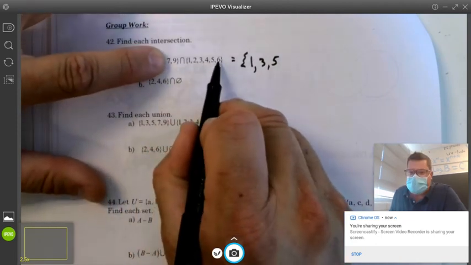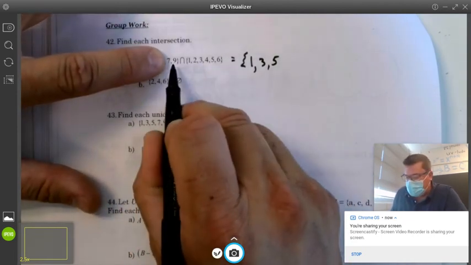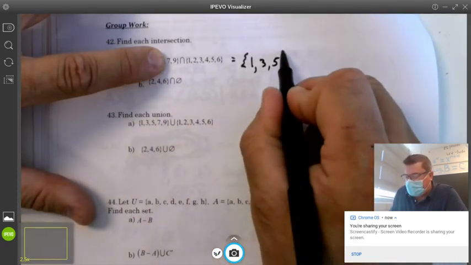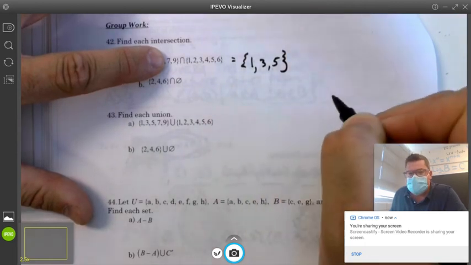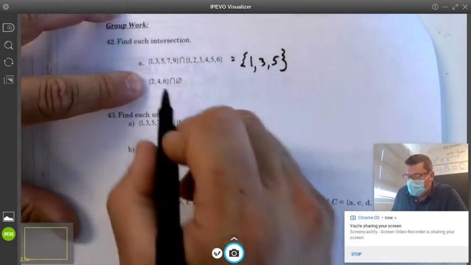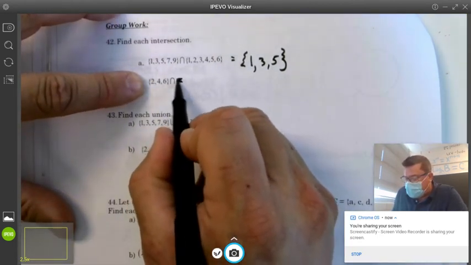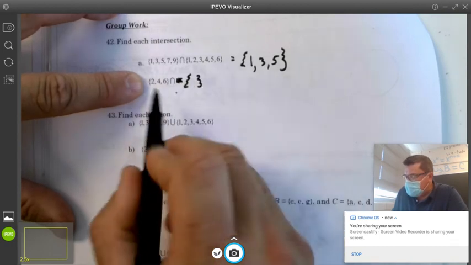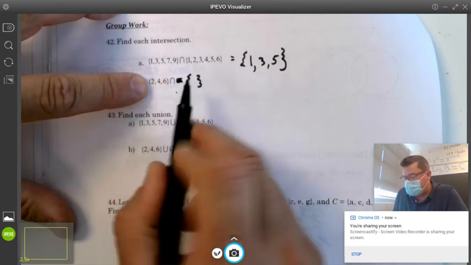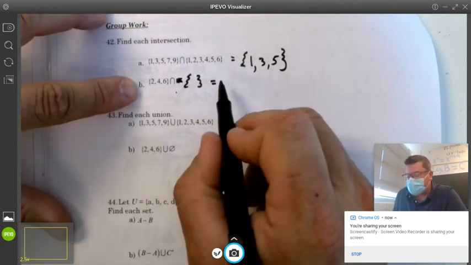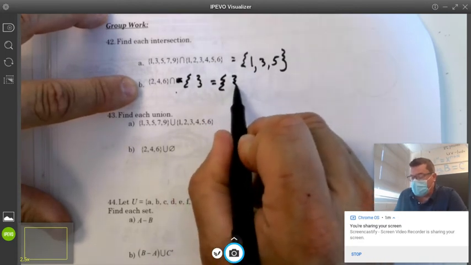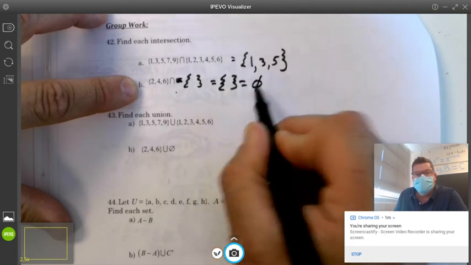7, this one doesn't have a 7, so it's not in the overlappage. 9, this one doesn't have a 9, so 9 is not in the overlappage. The intersection of those two sets is just 1, 3, 5. So far, so good? Remember the empty set, you can rewrite the empty set just like this. Is 2 in there? Nope. Is 4 in there? How about 6? Nope, nothing's in there. So what's the intersection of 2, 4, 6 with the empty set? The empty set again.